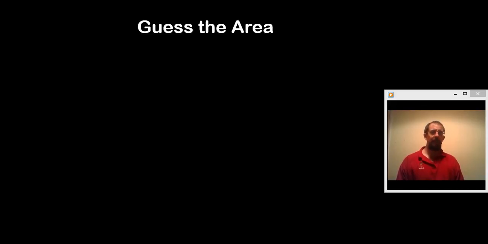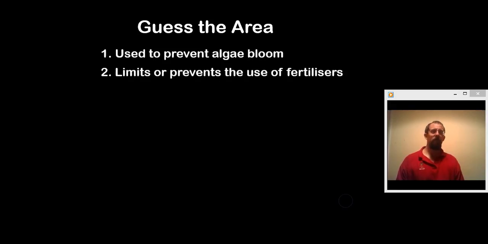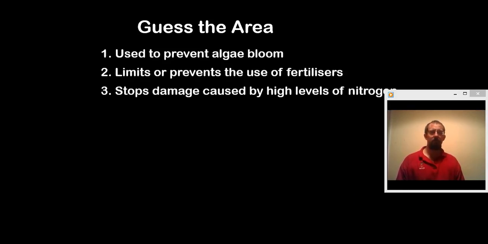Used to prevent algae bloom. Limits or prevents the use of fertilizers. And stops damage caused by high levels of nitrogen. So which one of those three areas have these factors to it? And again, you can pause if you need to think. That was the nitrate sensitive areas. Algae bloom is that flourish of algae that grows on the surface when there are high levels of nitrogen.